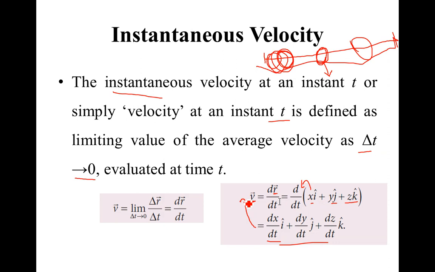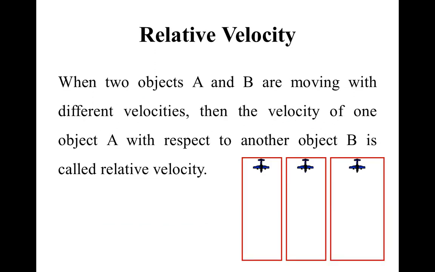Let us move on with the next important concept, which is your relative velocity. Relative means comparing two or more things. I am going to find the velocity of one object compared to the other object. Then it is called relative velocity. So when two objects A and B are moving with different velocities, I find the velocity of one object with respect to the other. It is called the relative velocity.